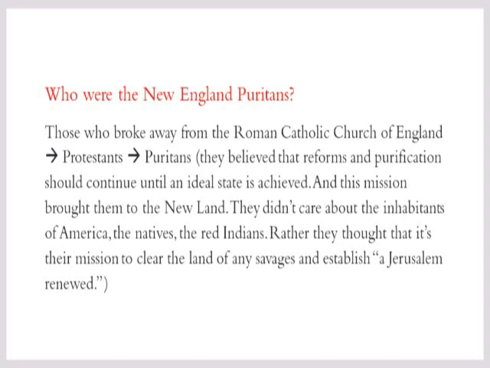People who broke away from the Roman Catholic Church of England were Protestants, but later on another branch sprouted from these Protestants, and those were called Puritans, because Puritans believed that reforms and purification should continue until an ideal state is achieved. Because of this mission, they left Old England and migrated to the new land, the American land, and landed on American soil. They didn't care about the inhabitants of America, the natives, the Red Indians. Rather, they thought it was their mission to clean the land of any savages and establish a Jerusalem renewed. So I hope it's clear to you who the New England Puritans were.